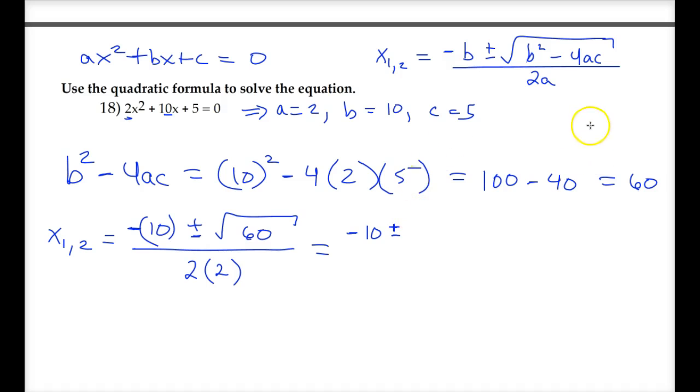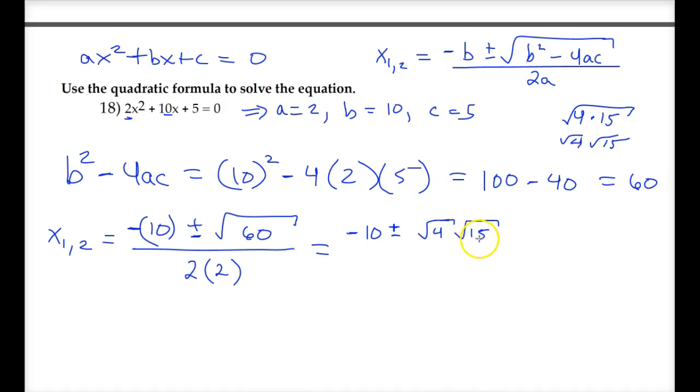But one of the things that we do know is that 60 is the same as 4 times 15. So that means square root of 60 would be the same as square root of 4 times 15, or square root of 4 times square root of 15. So here we're going to rewrite this as square root of 4 times square root of 15. Now, the reason that we want to write it that way is because we want to rewrite 60 factored out in terms of perfect squares.